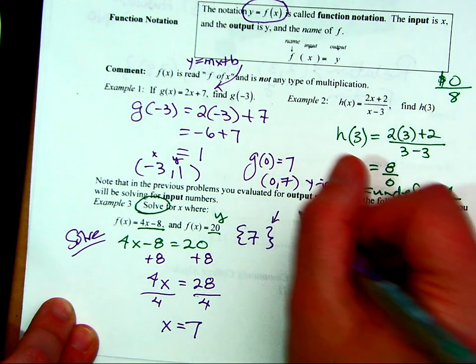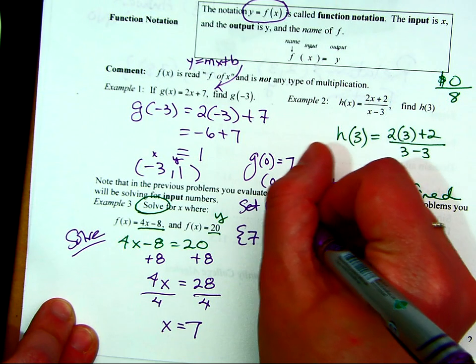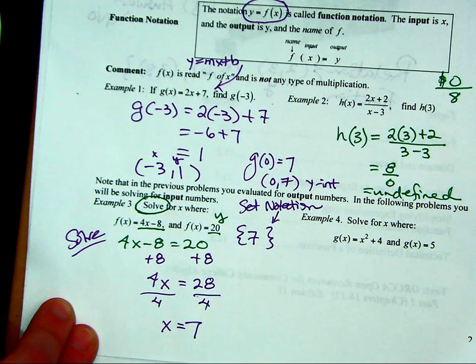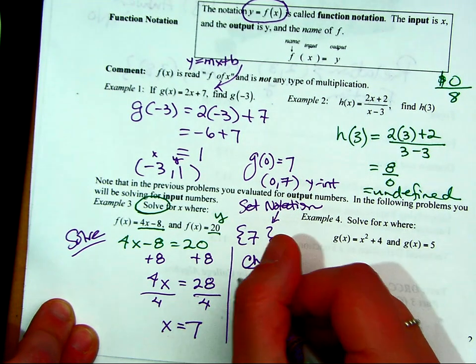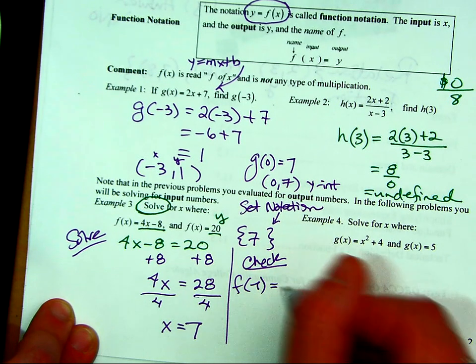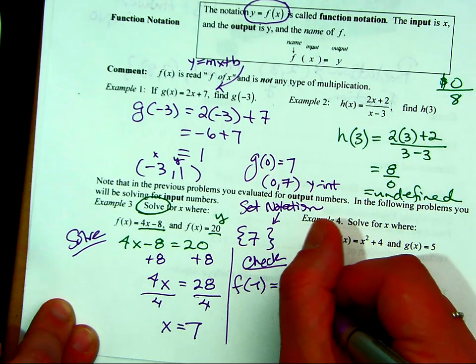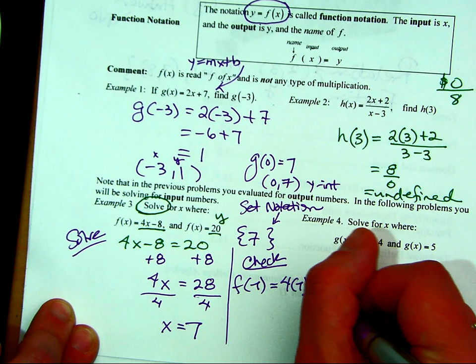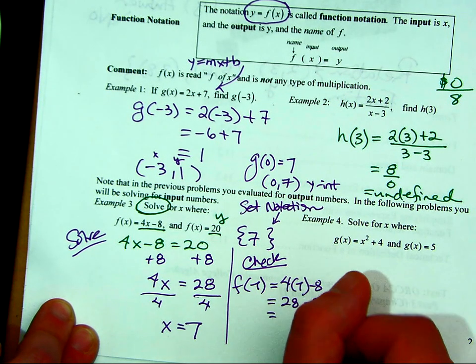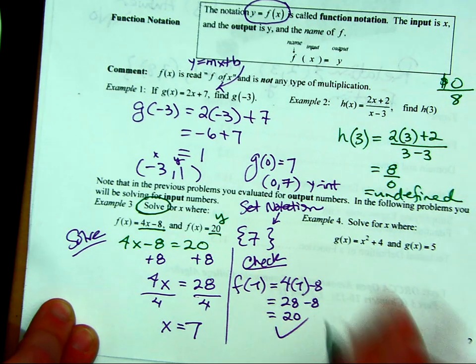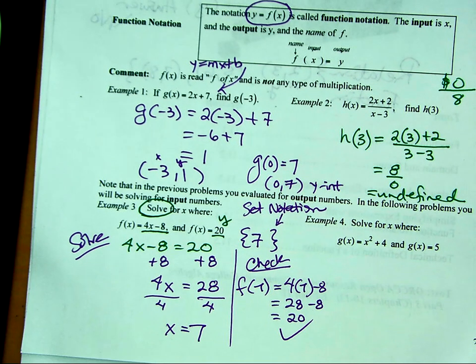We call this set notation. Okay, and my solution was 7. So if I were to check this, f of 7 should give me 20. If I plug in 4 times 7 minus 8, I get 28 minus 8, which is 20. So that worked out. So that's my check.